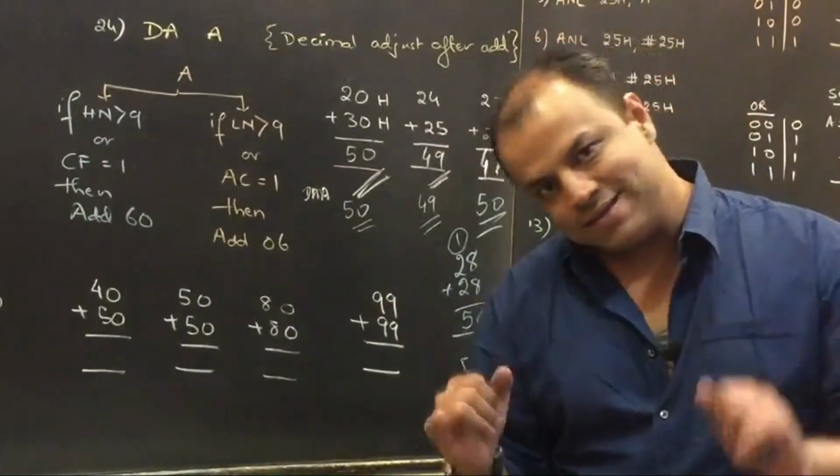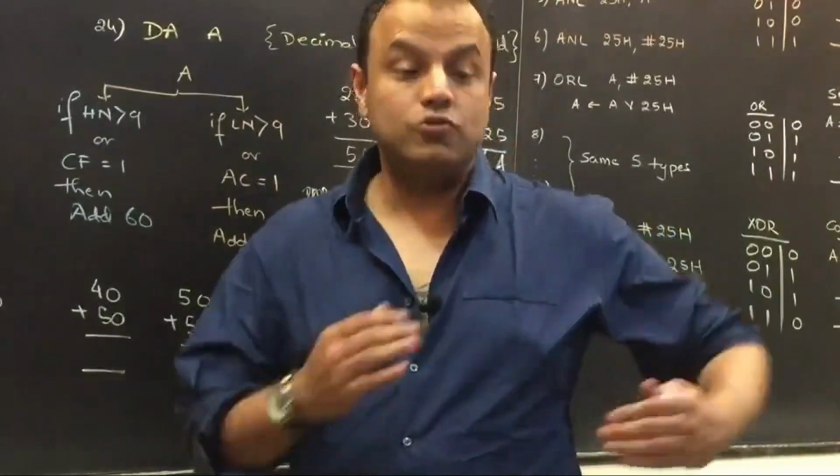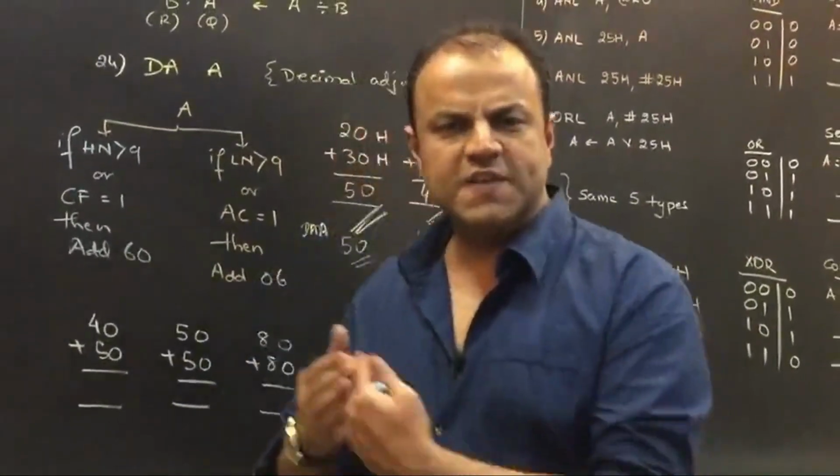How much are we going to add? 6. We're going to add 6. Don't look at this number. We're going to add 6 only. But we'll add 6 to the nibble where we are adjusting. We are adjusting the higher nibble.